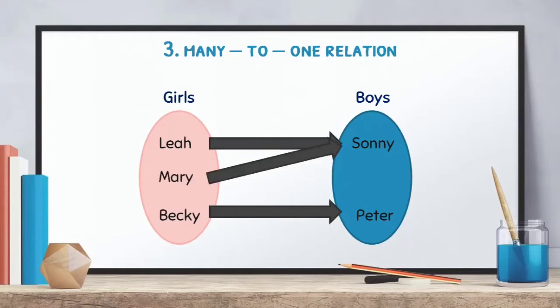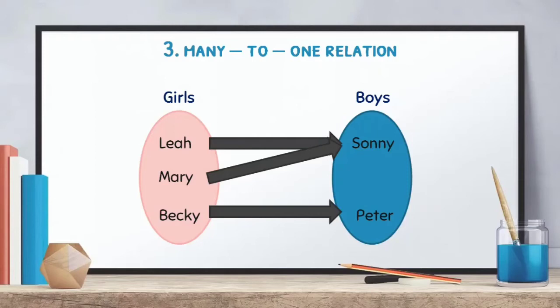Now we have another one. Number 3, many-to-one relation. This time, we have 2 elements in the set of the girls that are associated to one element in the set of the boys. So we have here Leia and Mary, which are related to Sunny. All right? The best example for this in a real life situation would be the relationship of the children or the siblings, right, to their parent. Maybe a mother or a father. So children to mother or children to father.